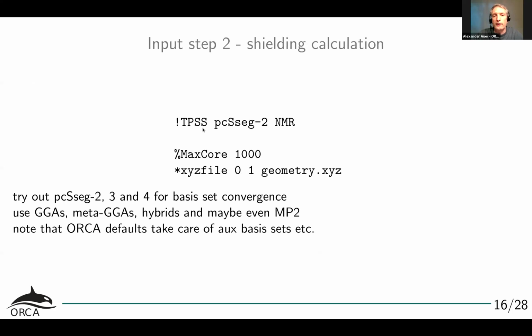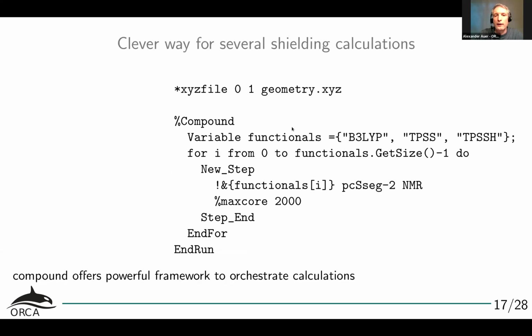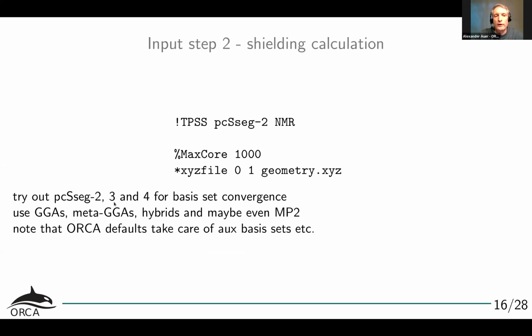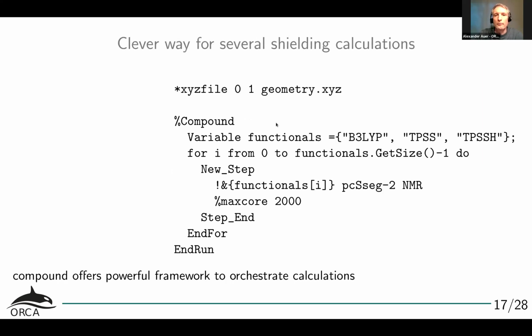I do this with TPSS. Benchmarks tell us this is quite okay. And then you just need a keyword, simple keyword NMR, and it will do the calculation for us. We'll try out different basis sets and functionals. So shielding calculation looks very much the same.